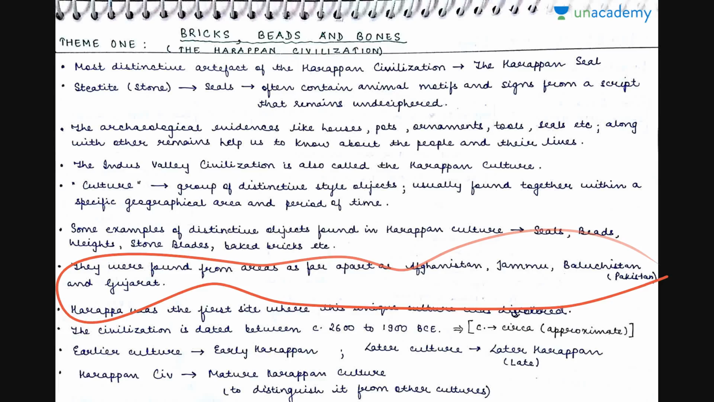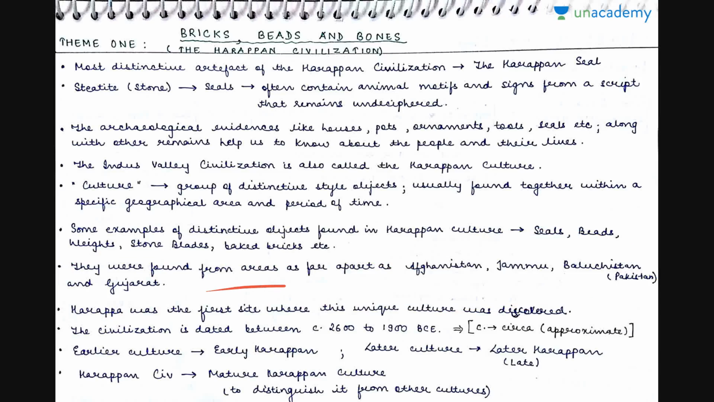We have the evidences of these sites or civilization. Harappa was the first site where this unique culture was discovered, and hence the name Harappan Civilization. Now, the civilization is dated between circa 2600 to 1900 BCE.